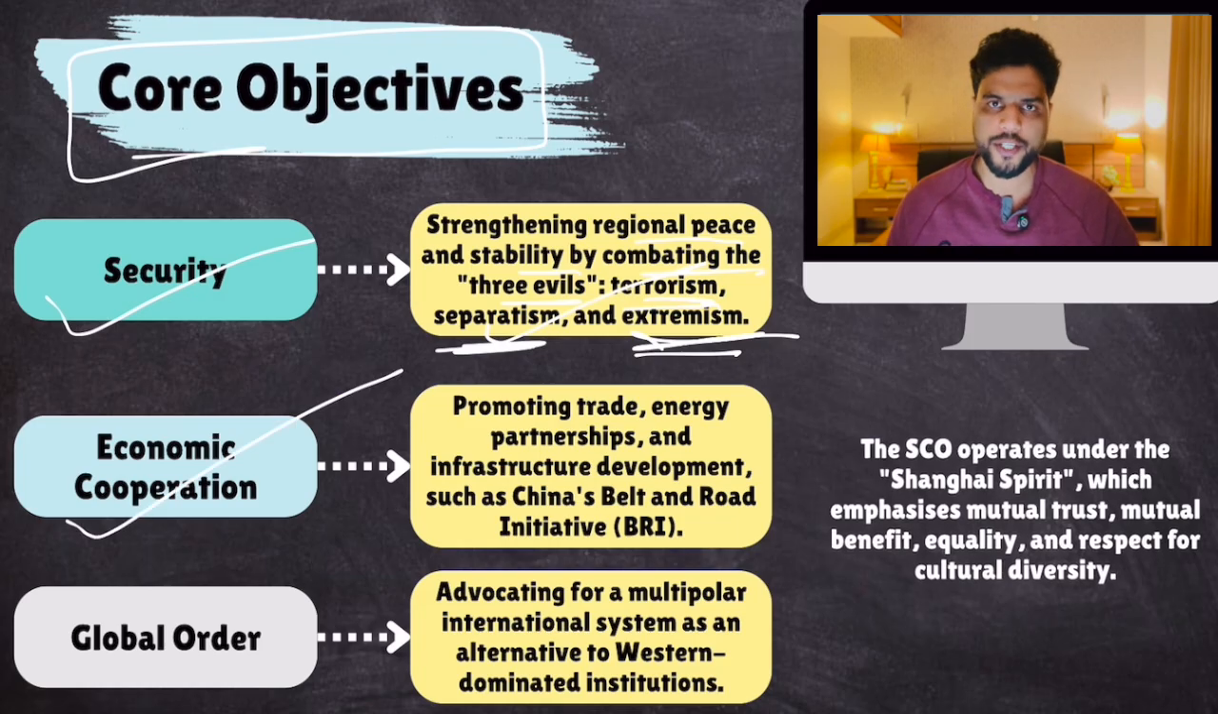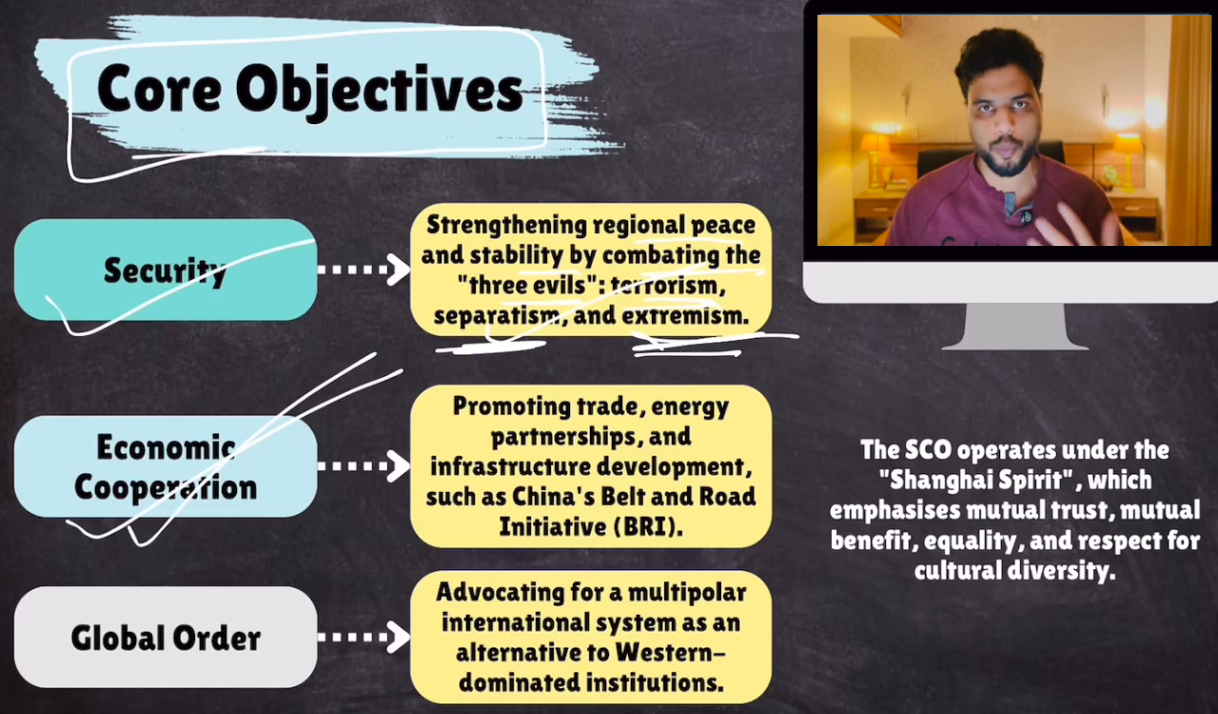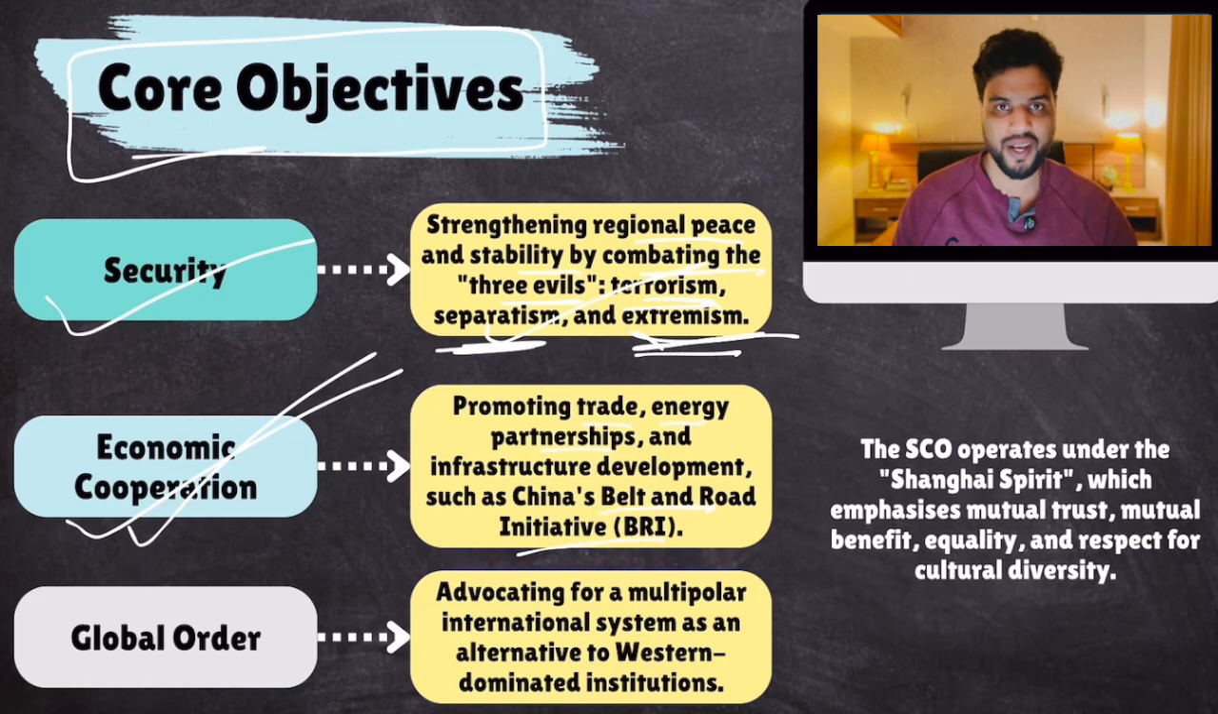Then economic cooperation, because China is a huge economic giant and every other country wants to benefit from it. So economic cooperation was the case, okay. Promoting trade, energy, partnership, and China wanted to promote its Belt and Road Initiative under this. So this is there, which India has objected to.